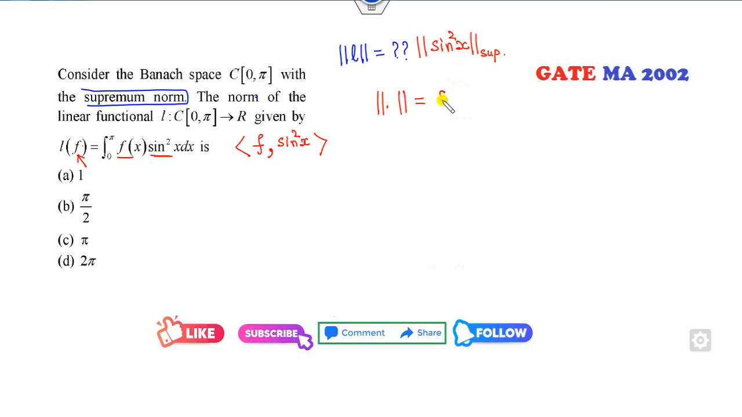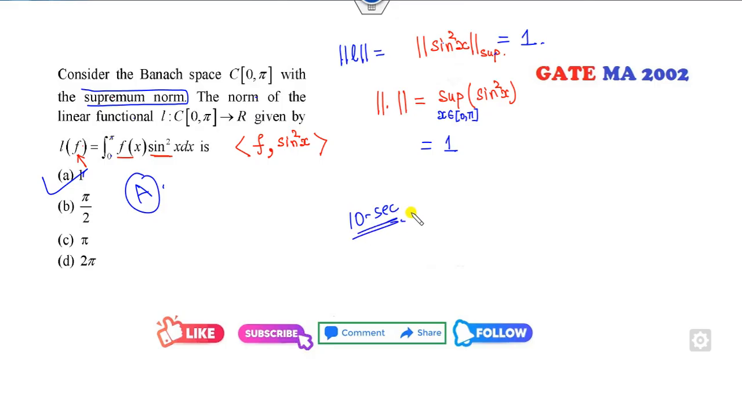The norm is the supremum of this sine square x over the range. What is the range? 0 to pi. So can you find the supremum value of the sine square? Sine square supremum is always 1. So the right answer of the norm of L is the same as the norm of sine square x in the supremum norm. It is my 1. So A is my right answer. You can see within 10 seconds you can solve this problem very well.